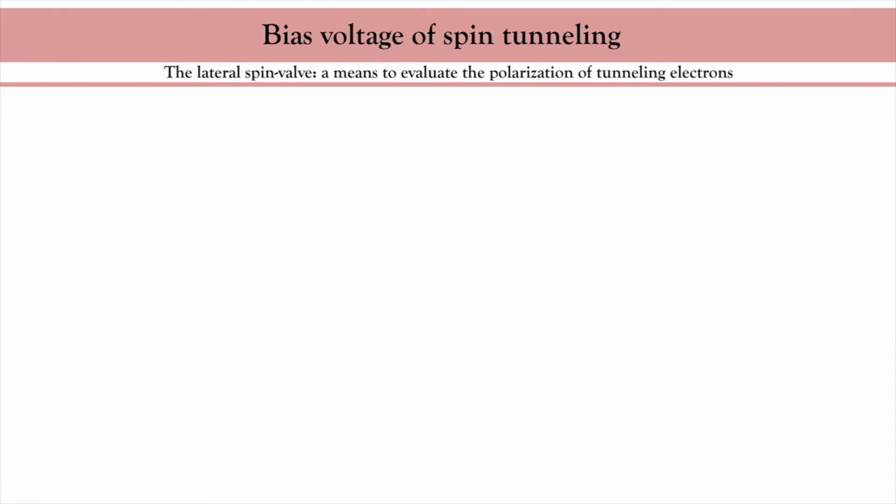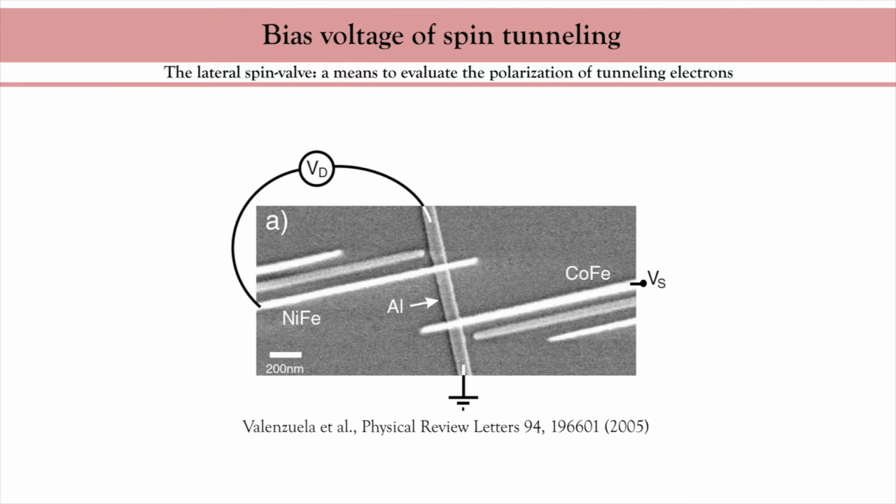To understand the drop of magnetoresistance as a function of the bias voltage, I will introduce a very important device concept, the non-local spin valve. Here is a device studied by Valenzuela and co-workers. This device is really a spin valve, with two ferromagnetic electrodes, nickel iron here and cobalt iron here. However, you see that these two electrodes are not deposited on top of each other, like in a regular spin valve, but they are rather spatially separated and connected through a non-magnetic channel, aluminum here.